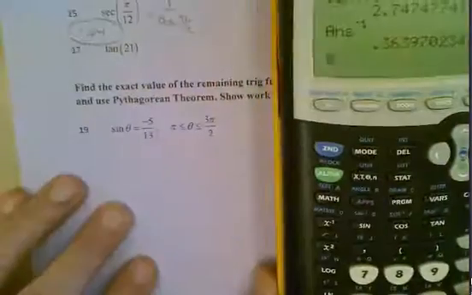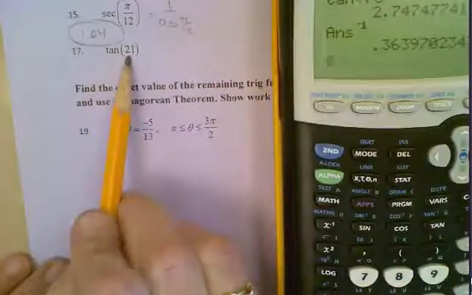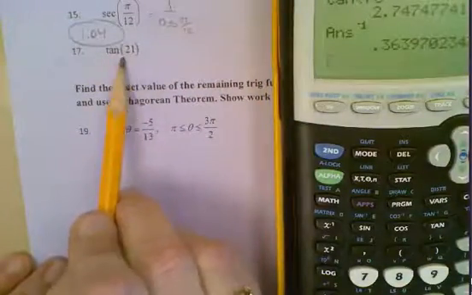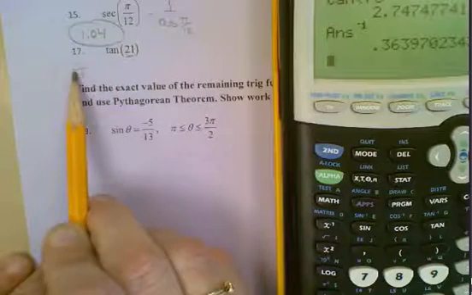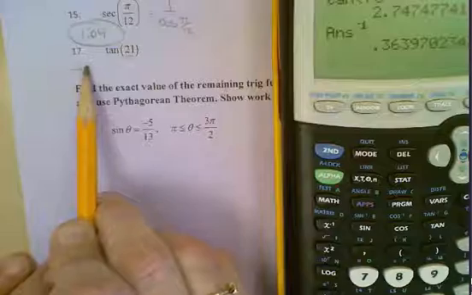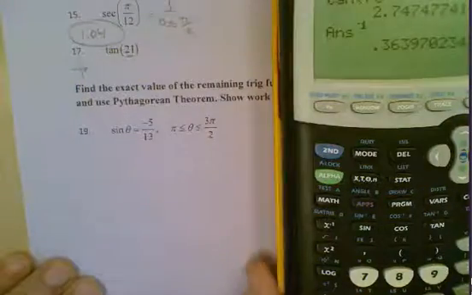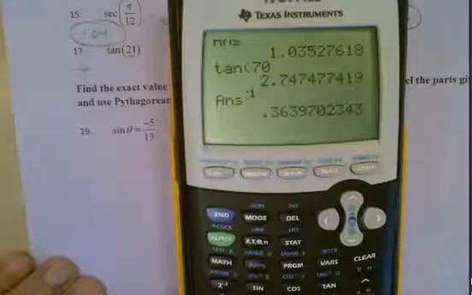All right. Tangent of 21. Now the mistake a lot of people make here is you think it's degrees, but there is no degree sign there. So that's 21 radians. Remember we talked about radians. 6.28 radians is 2 pi. And so 21 radians is more than once around the circle.